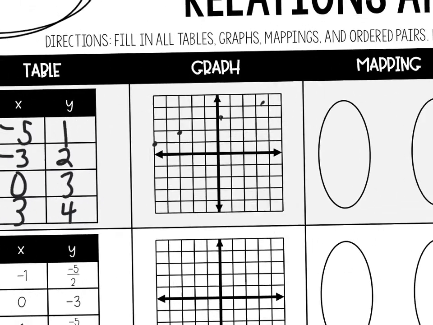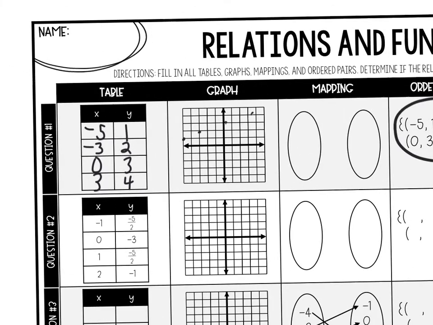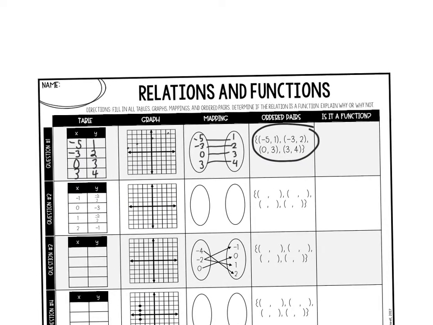Okay, so then for a mapping, you put the x's here, -5, -3, 0, 3, and the y's over here. And -5 goes with 1, -3 goes with 2, 0 to 3, and 3 to 4, just like that. And the question is, is this a function?